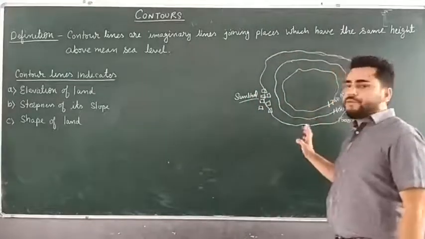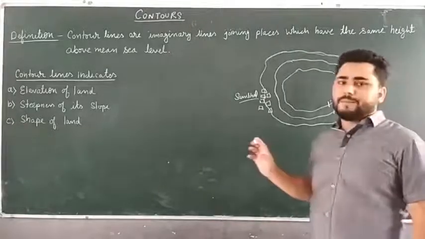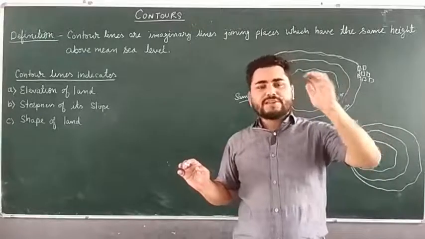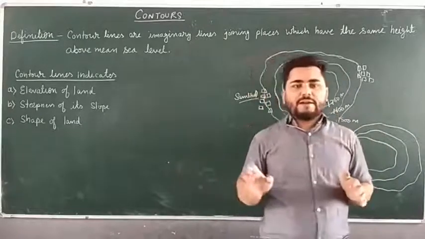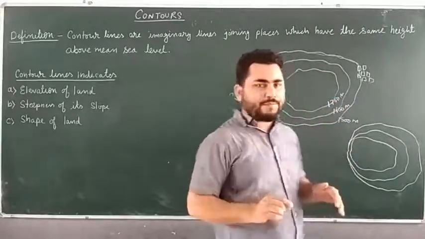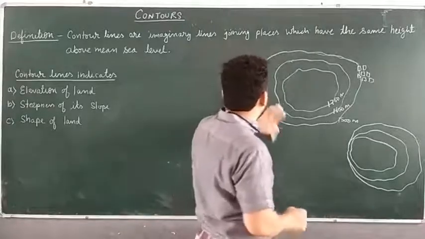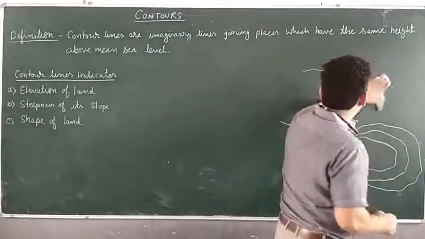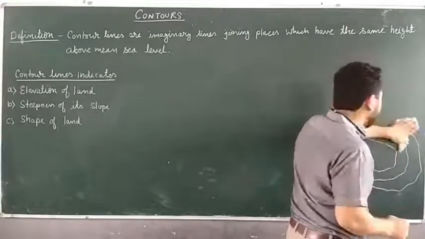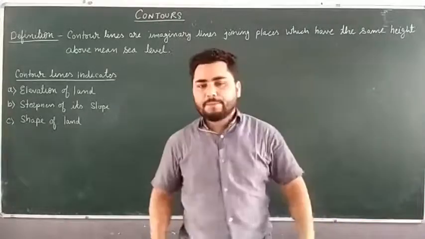Now, why do we use contour lines? In order to know how high a place is, what the elevation of that place is, and to know about the slope of that place. Okay, so now we have understood contour lines. How do they look? They are drawn in brown color. They are circular lines having numbers on them, which tell us about the height of that place.